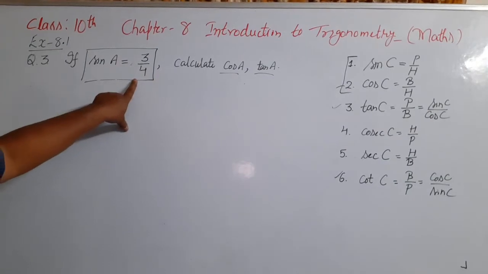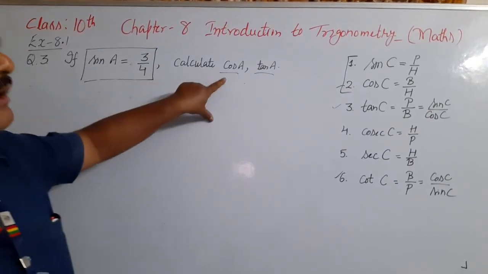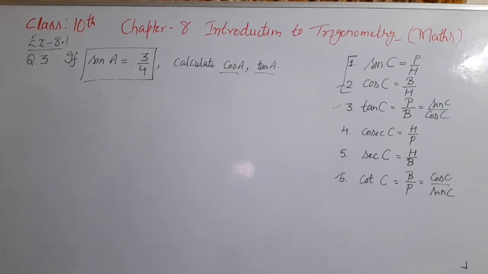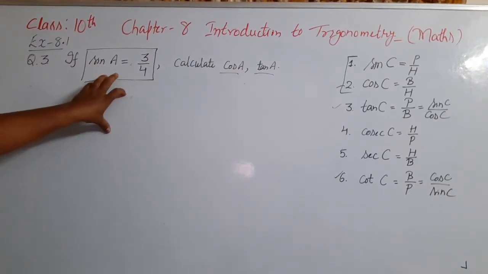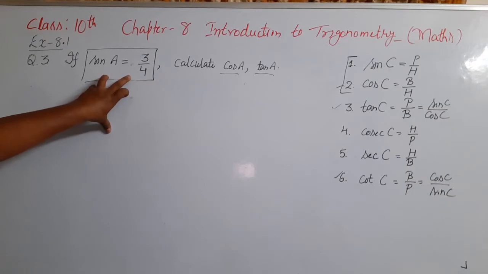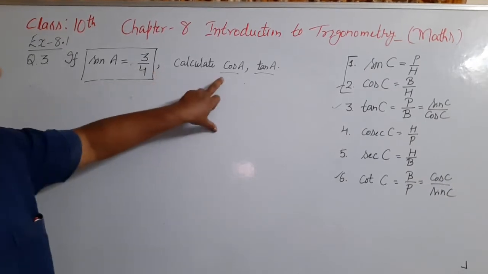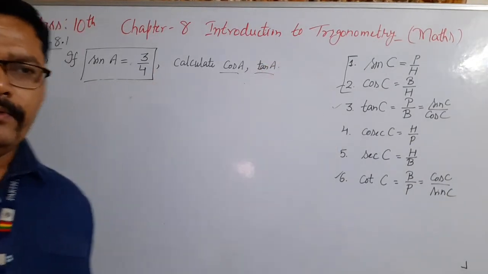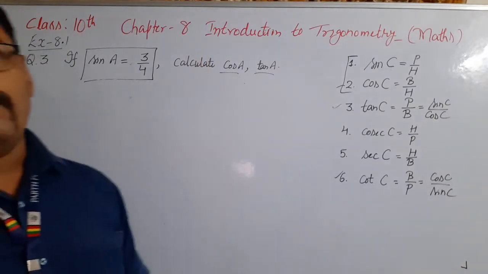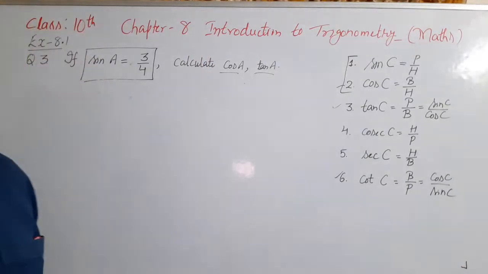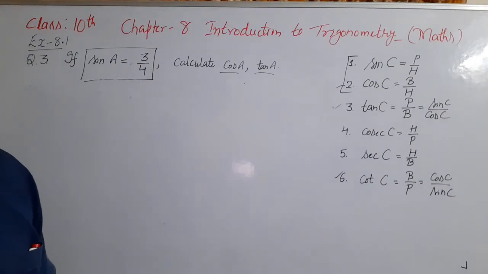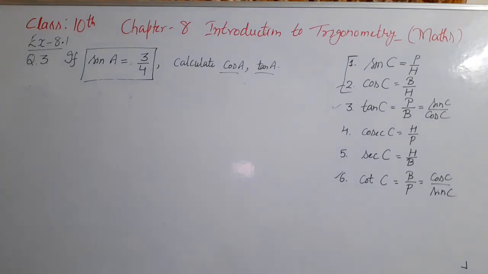In this question, the value of sin of angle A is given as 3/4 and we have to find the values of cos A and tan A. Now we know that sin A is equal to perpendicular upon hypotenuse and cos A is base upon hypotenuse, and in order to find the value of cos A we must have the value of base. Now let us start finding out the value of base.